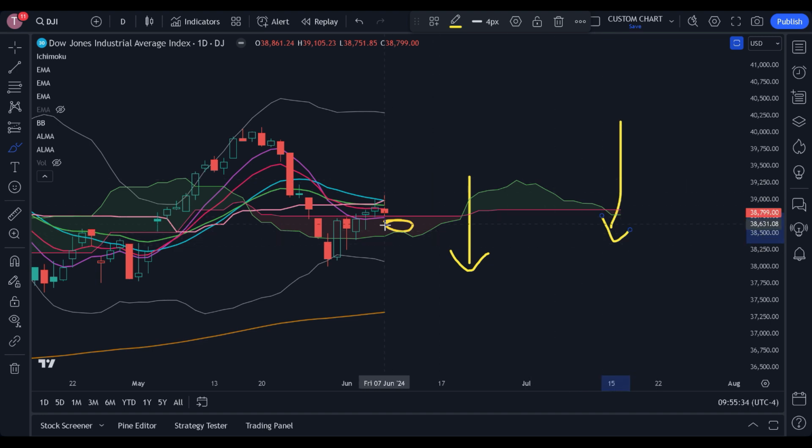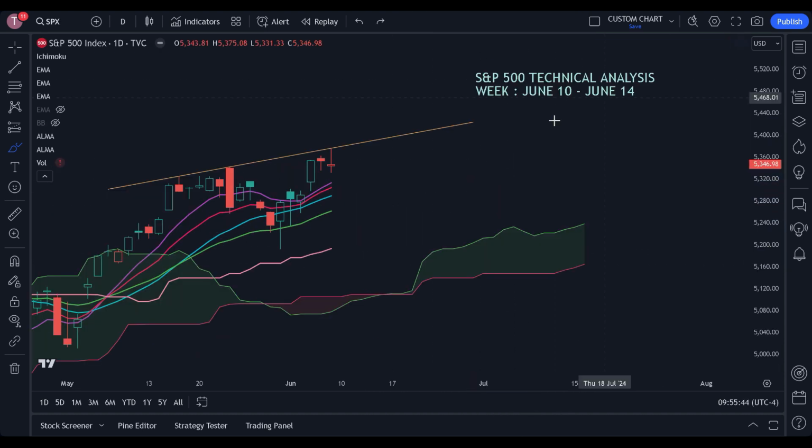So this means that once it gives a closing inside the Ichimoku cloud, there will be more, or heavy, pressure on the Dow Jones. When there comes heavy pressure on the Dow Jones, even Nvidia and Apple, which usually go bullish or remain always bullish, won't be able to help the S&P 500, because in that case the S&P 500 will try to move up, but it will struggle.